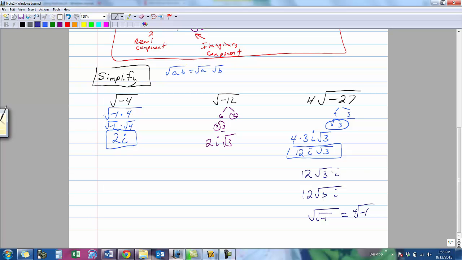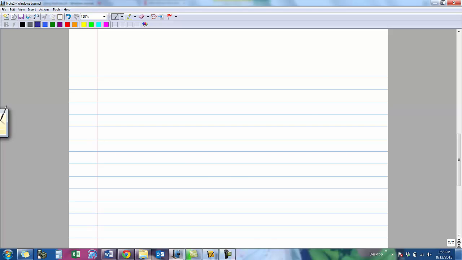So here's the thing. It's not that it's wrong. We just like to have the i between the regular number and the radical so that there's no mistaking that it's not inside. Word? Word. All right. Let's do some fun stuff with complex numbers.